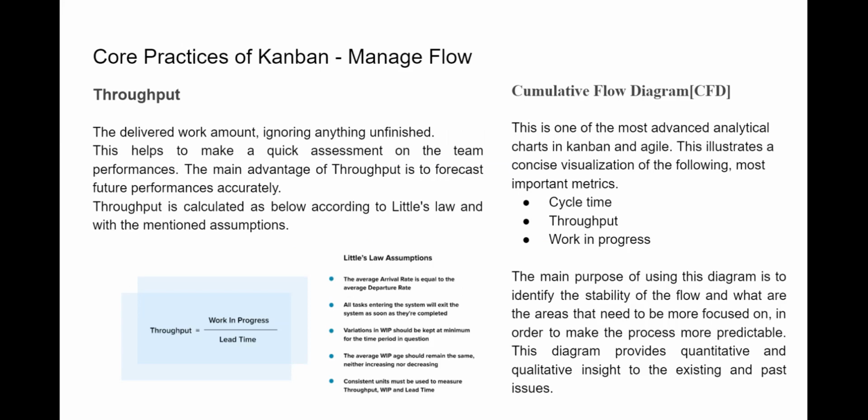All tasks entering the system would exit the system as soon as they are completed. Variations in WIP should be kept to a minimum for the time period in question. The average WIP age should remain the same, neither increasing nor decreasing. Consistent units must be used to measure throughput. WIP and lead time need to be more focused on in order to make the process more predictable. So these diagrams provide quantitative and qualitative insight into the existing process.